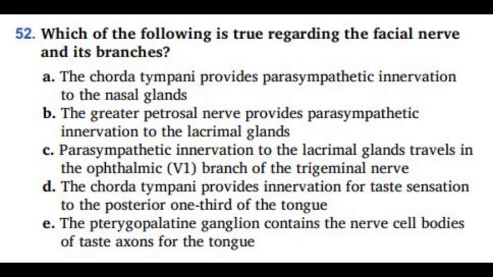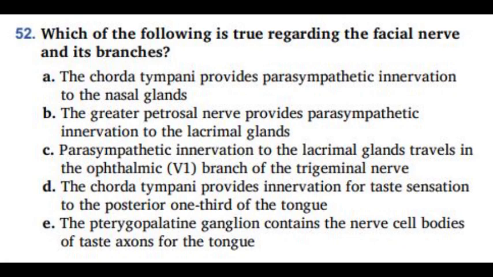D, the caudal tympanic provides innervation for taste sensation to the posterior tongue. That's false. It is to the anterior two-thirds of the tongue. And E, the pterygopalatine ganglion contains nerve bodies of taste axons for the tongue. That's false. What contains nerve bodies for taste axons for the tongue is the geniculate ganglion.